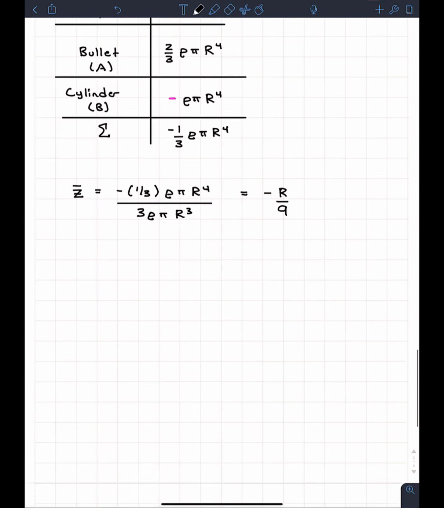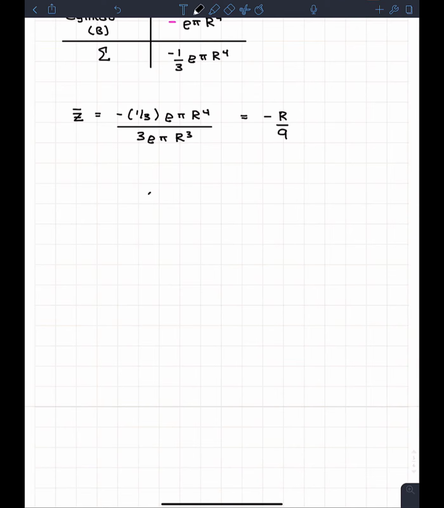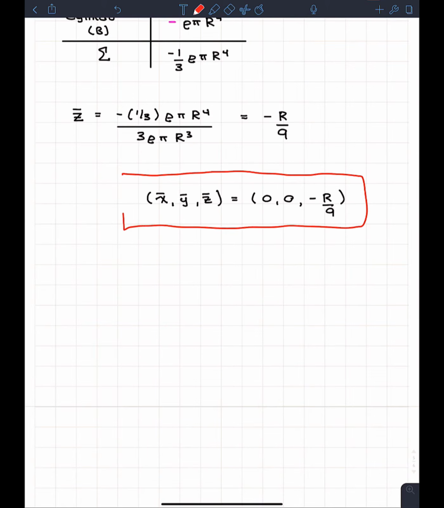So when we're doing our center of mass, our x bar, y bar, z bar is going to be equal to 0, 0, because again, x and y are symmetric. We don't have to worry about them. We know that they're at 0. But the z bar coordinate is negative r divided by 9. And this is our final answer. So we're going to put a nice box around it like this. Perfect. So now we're done part B.